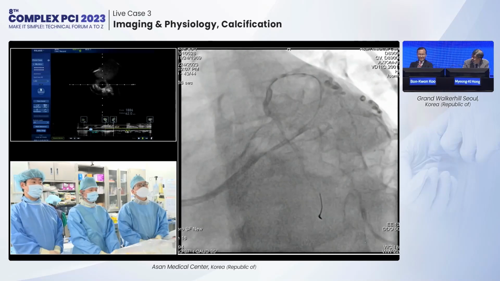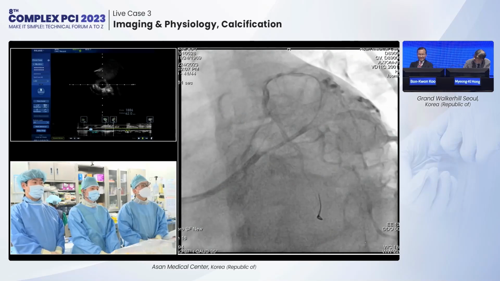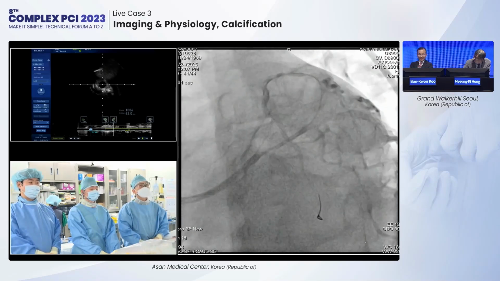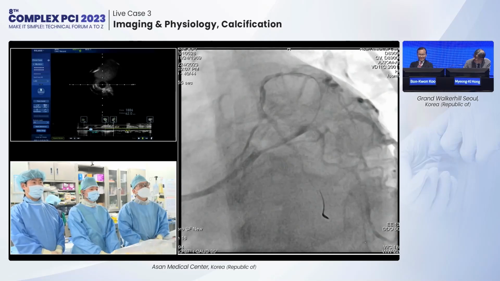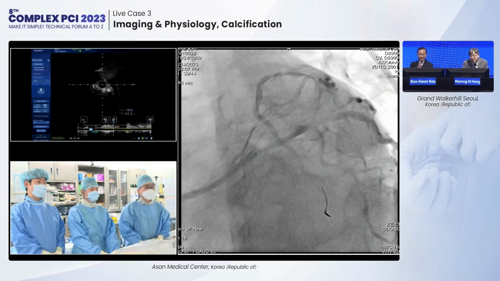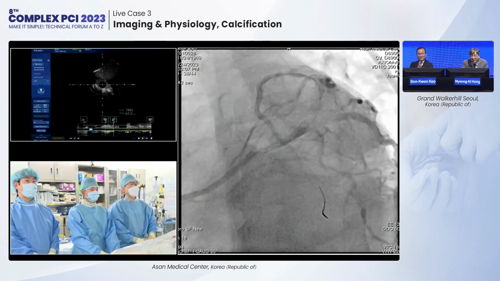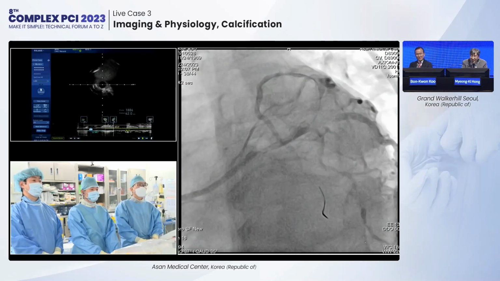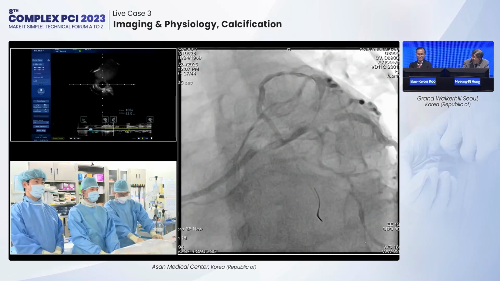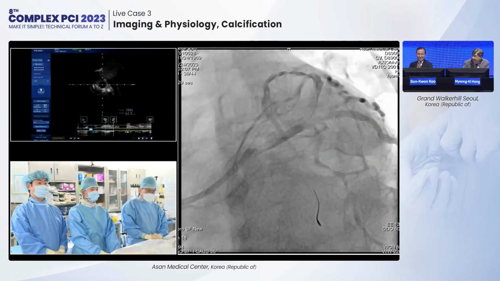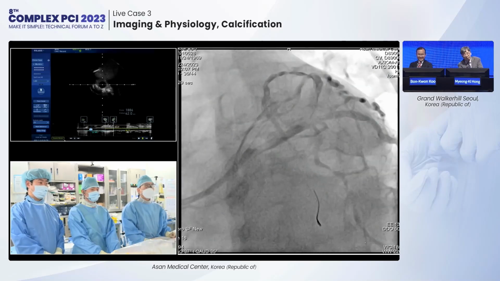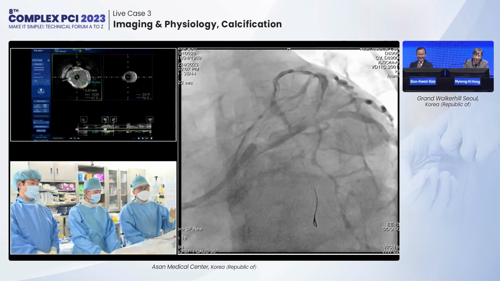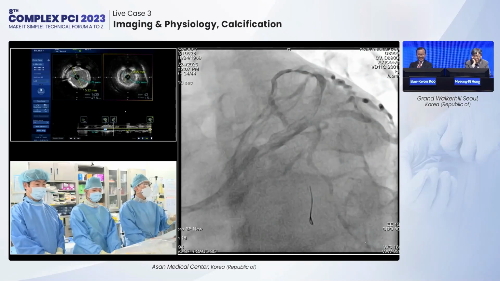I have some question. Simply, predilation for me is a 4.0 or more than 4.5 non-compliant balloon, then deploy it, and then just go ahead. Especially in the mid to distal LAD, I'm finding that the vessel size is almost 3.5. It's a very, very big vessel.